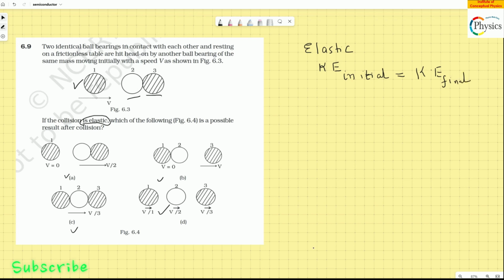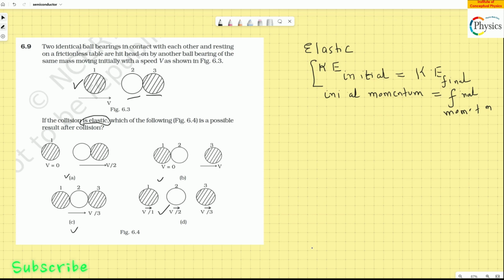Apart from that, the initial momentum should also be conserved. Momentum is anyway conserved, even in an inelastic collision. So initial momentum is equal to final momentum. These are generally the two equations which are used. But for an elastic collision, the main emphasis is on kinetic energy. In an inelastic collision, kinetic energy is not conserved.